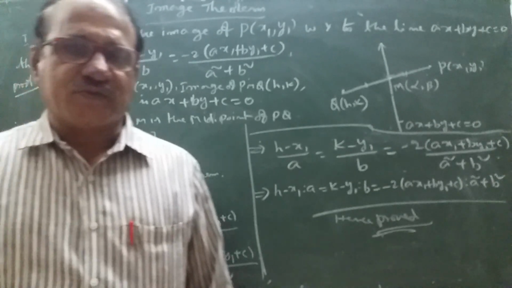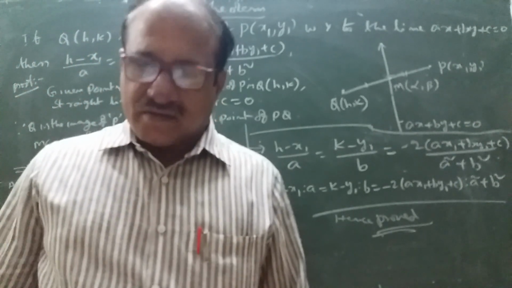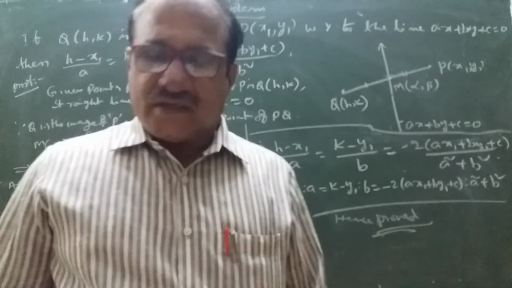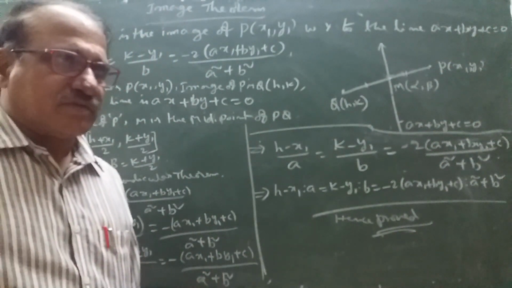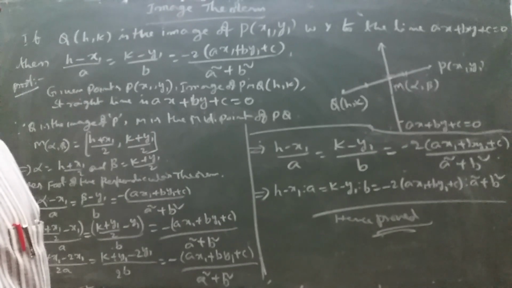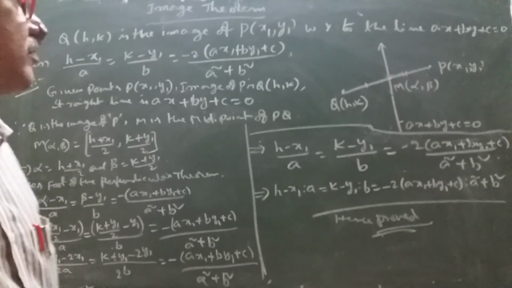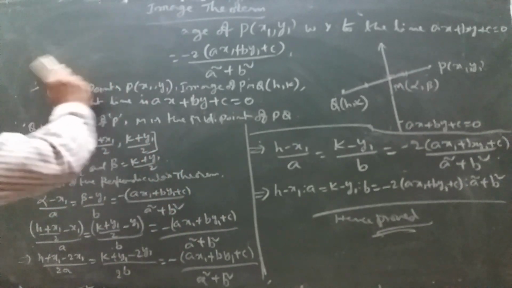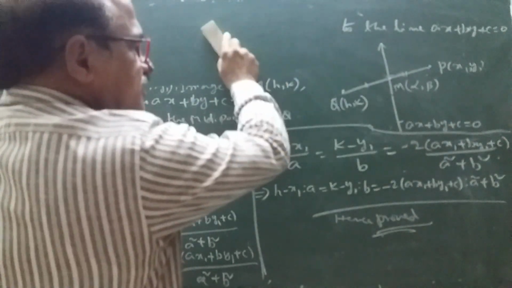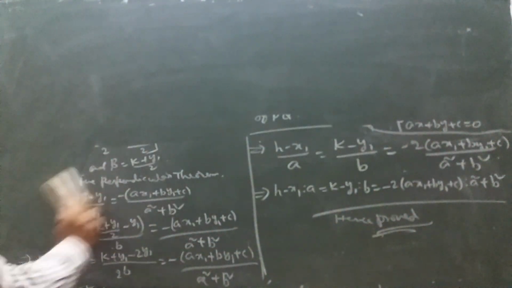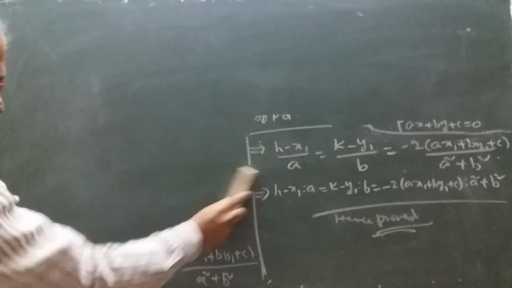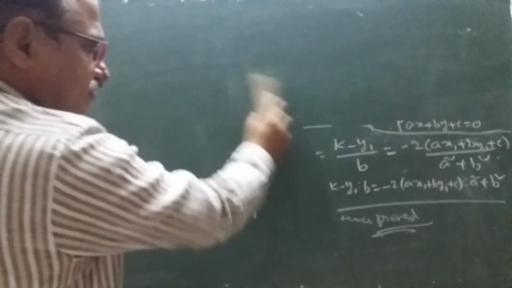By applying these two theorems, we can solve some other problems which are given in our textbook. Okay. Now we have to discuss some two relations. Those are also very important. You have to practice these two, the image theorem and the foot of the perpendicular theorem, very well. The two relations are important.